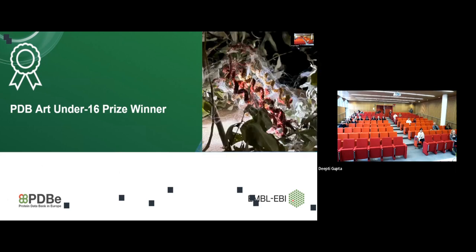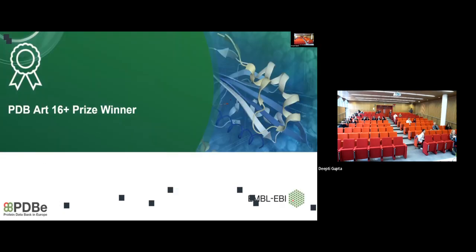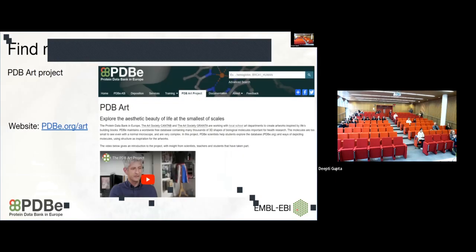artwork for under 16 goes to Zimo Van from Tsinghua International School, Daizeng Lake, China. And the next category for 16 plus prize winner, drum roll, it goes to Evie Brown, Saffron Walden County High School. All right, so they both receive certificates and 50-pound vouchers so they can buy art supplies and hope they continue their art journey.